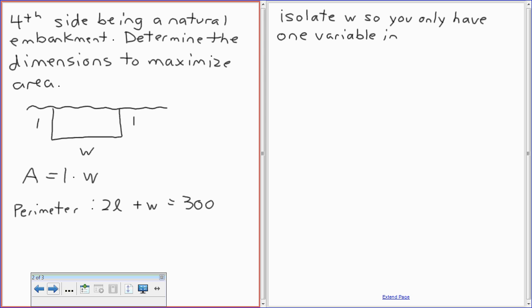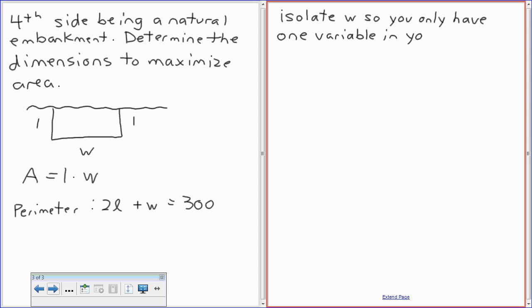Isolate, sorry, I will next time. Because that's so you only have one variable in your area. Okay, and this is the key to all of these questions. You only want it so that when you deal with your area, I can't take a derivative yet with two variables in it, right? So that's the problem. So what I'm going to do is substitute here so I can end up with one variable. Does the concept of what I'm trying to do here make sense?